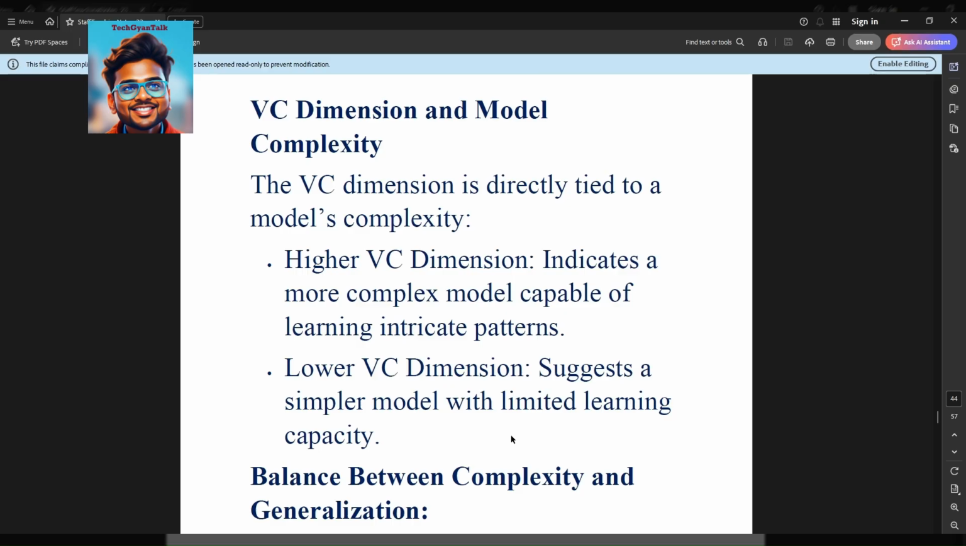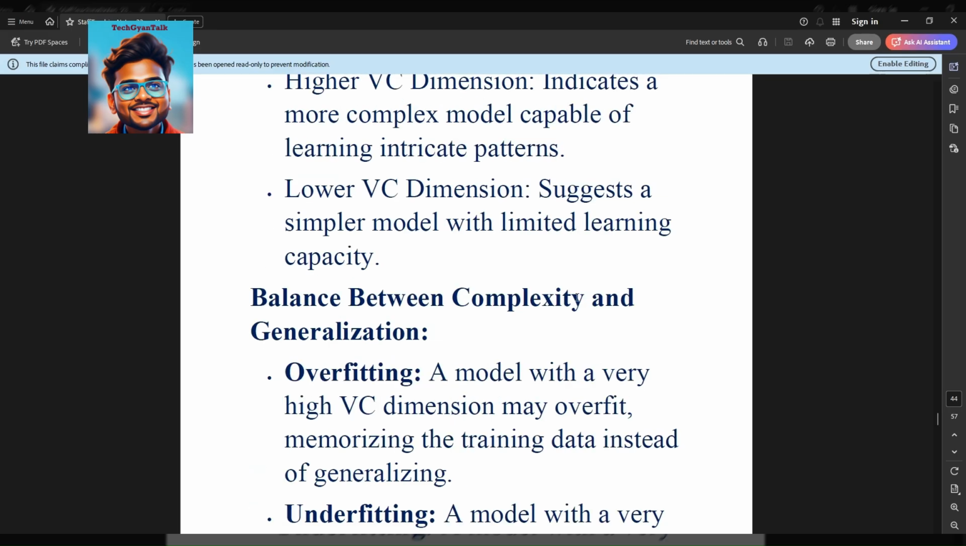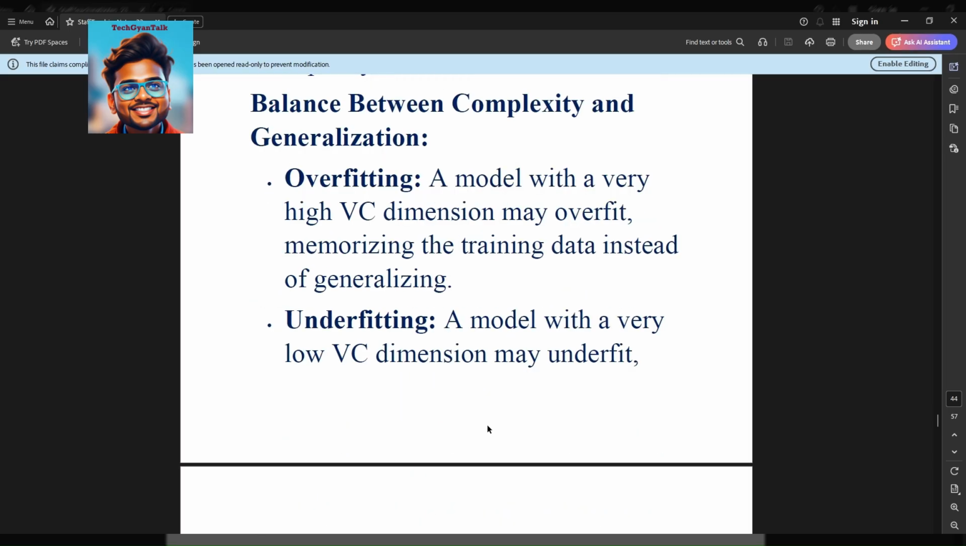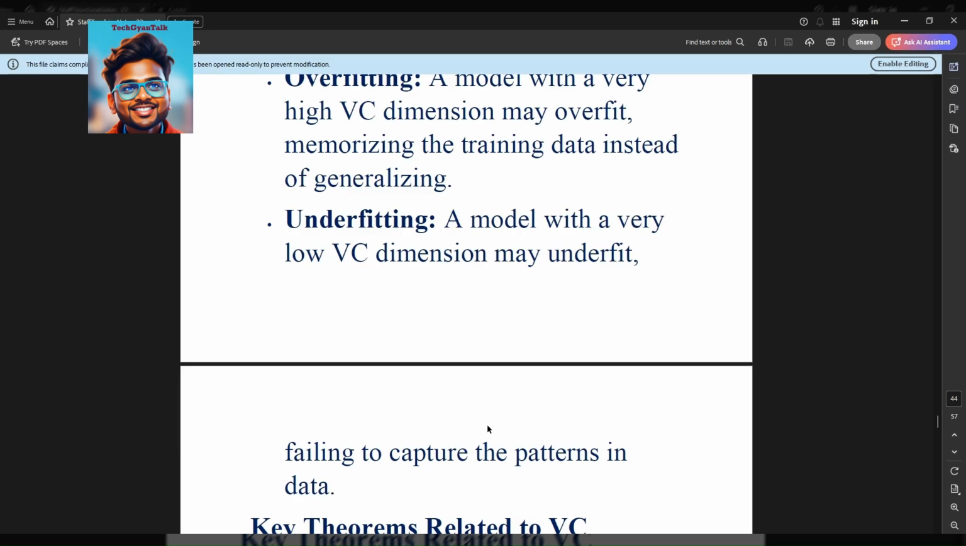VC dimension and model complexity. The VC dimension is directly tied to a model's complexity. A higher VC dimension indicates a more complex model capable of learning intricate patterns. A lower VC dimension suggests a simpler model with limited learning capacity. A balance between complexity and generalization is needed. Overfitting: a model with a very high VC dimension may overfit, memorizing the training data instead of generalizing. Underfitting: a model with a very low VC dimension may underfit, failing to capture the patterns in the data.